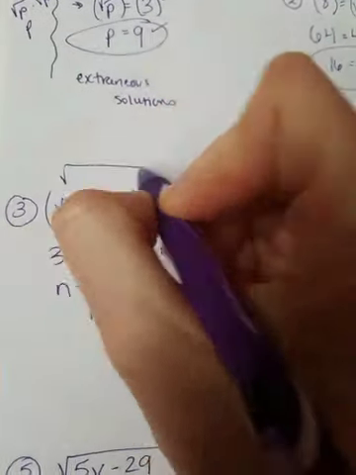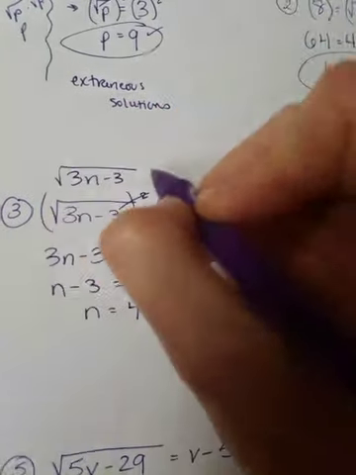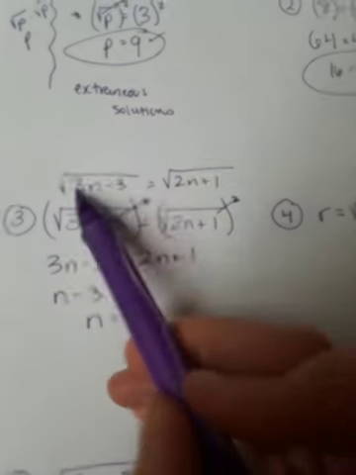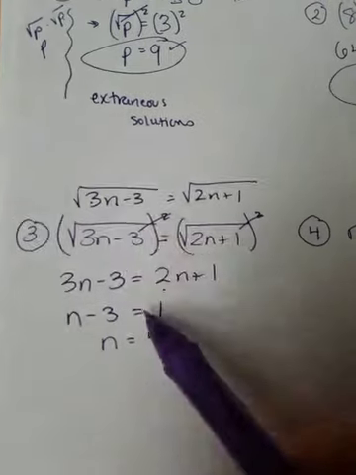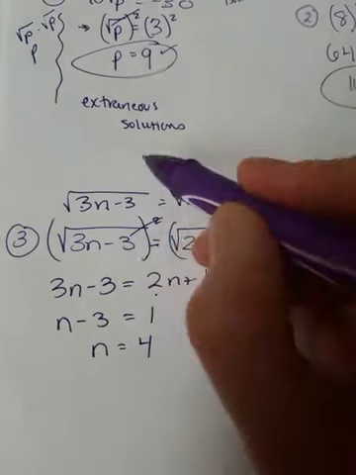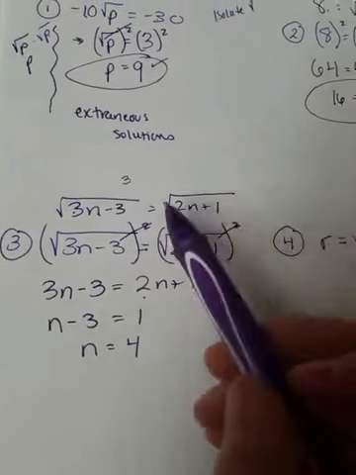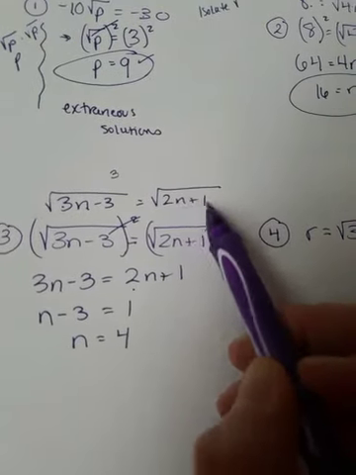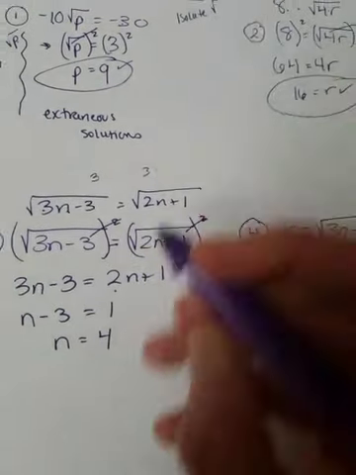Again, let's just check it in the original problem. And I'm just rewriting it because I don't want you to think the squared was part of the problem. Okay, so 3 times 4, because that was what we got, is 12. 12 minus 3 is 9. The square root of 9 is 3. This is me just checking. And so we have to get 3 over here. 2 times 4 is 8. Plus 1 is 9. Square root of 9 is 3. Yep, that works.